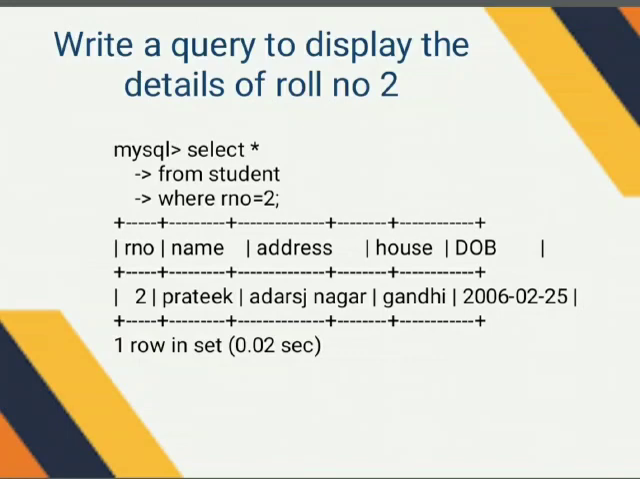See the query once again. Write a query to display the details. Details means select star. Star means all the attributes will be fetched. From which table? Student table. So till here it is clear to you? Select star from student. Where is a clause which is used to give the conditions. And what is the condition? Where roll number is equal to 2.